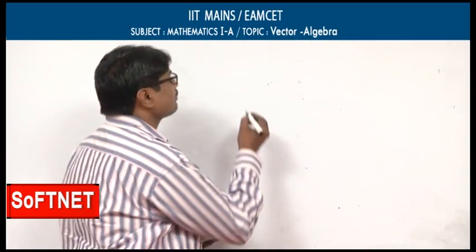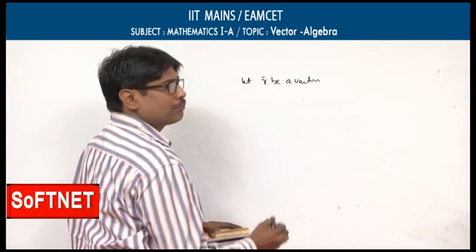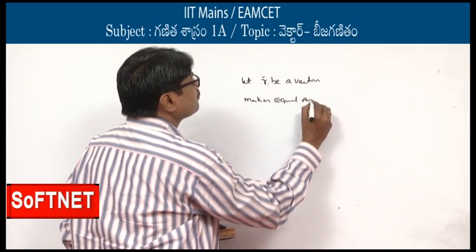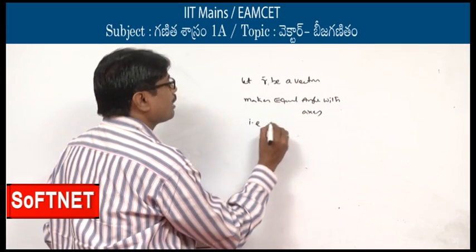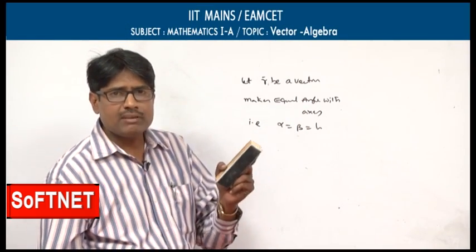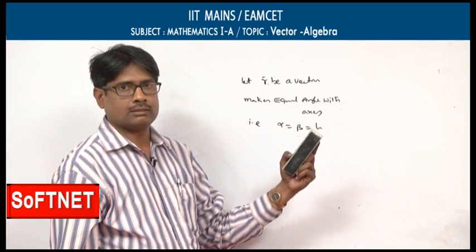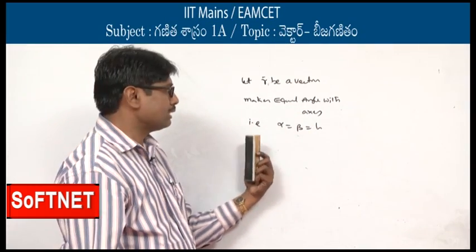How many vectors in the space will make equal angles with the coordinate axes? That is, let r bar be a vector that makes equal angles with the axes, that is alpha is equal to beta is equal to gamma. My question: how many vectors in the space will make equal angles with the coordinate axes?